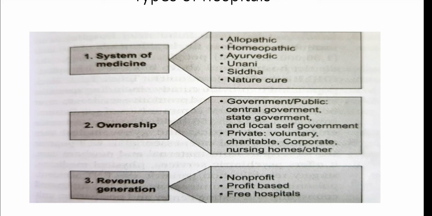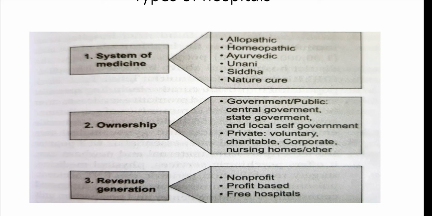Next comes the private hospitals. According to the ownership, government or public hospitals and private hospitals. Private hospitals are again divided into voluntary or trust hospitals, charitable hospitals, and then corporate hospitals and nursing homes. Voluntary hospitals or trust hospitals are owned by some trust like Apollo Hospital and all. Then charitable hospitals are like they are not 100% profitable. Religious bodies control or own them, like CMC and all.